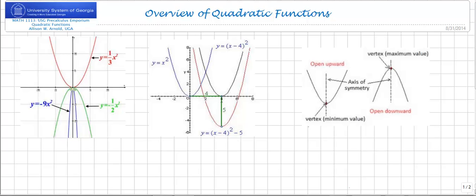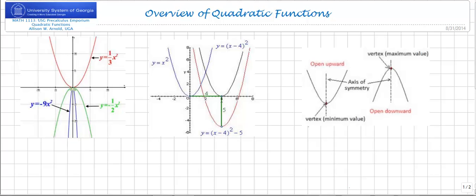Hi everyone, let's move on and talk about quadratic functions. We've been studying graphing techniques, so we know how to shift, stretch, and reflect most basic algebraic curves. And you can see some of those in the figure on the left-hand side of the screen. So graphs of y equals 1/3 x squared, y equals negative 9x squared, y equals negative 1/2 x squared.